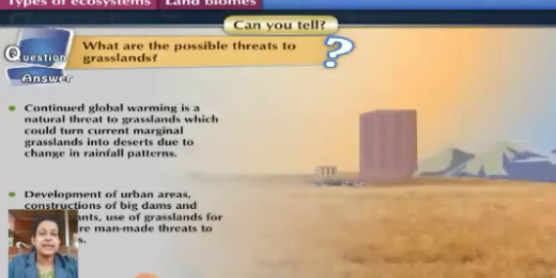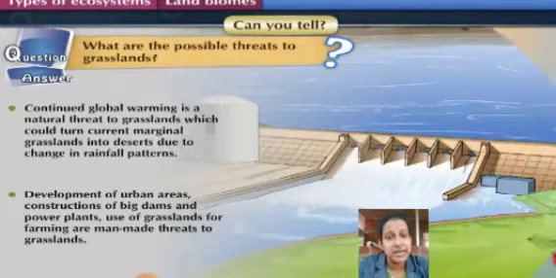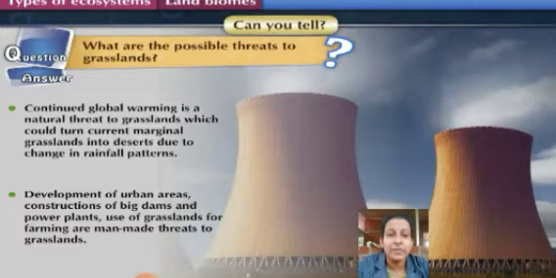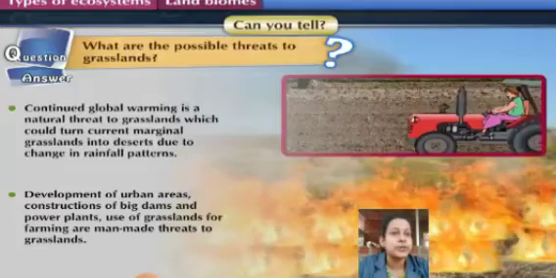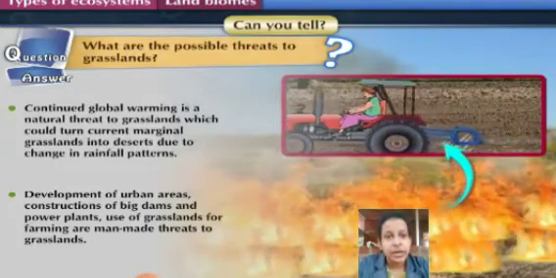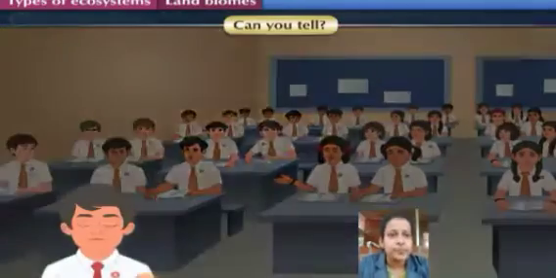So this is the first threat to the grassland ecosystem. Then the second one is development of urban areas, construction of big dams and power plants, and use of grasslands for farming, which are some man-made threats to the grassland. So you can see how urbanization has taken place, and because of it there is a threat to the grassland ecosystem.